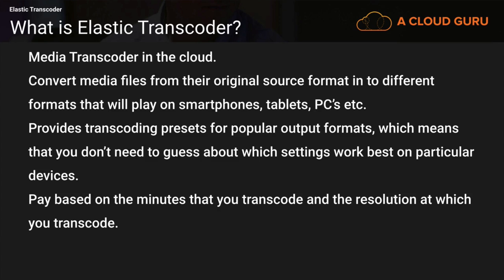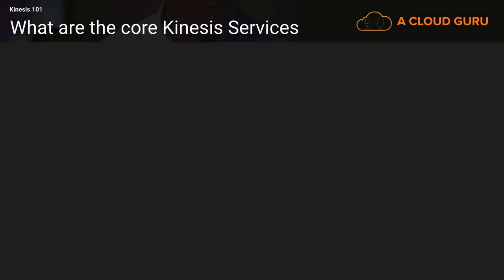And then finally, Elastic Transcoder, we covered it off. It's a media transcoder in the cloud. It allows you to convert media files from their original source format into different formats that will play on smartphones, tablets, PCs, etc. It provides transcoding presets for popular output formats, which means that you don't have to guess about which setting works best for a particular device. And the way you pay for it is based on the minutes that you spend transcoding and the resolution at which you transcode. And I gave the example, we at A Cloud Guru use this all the time when we are uploading new videos to our site.